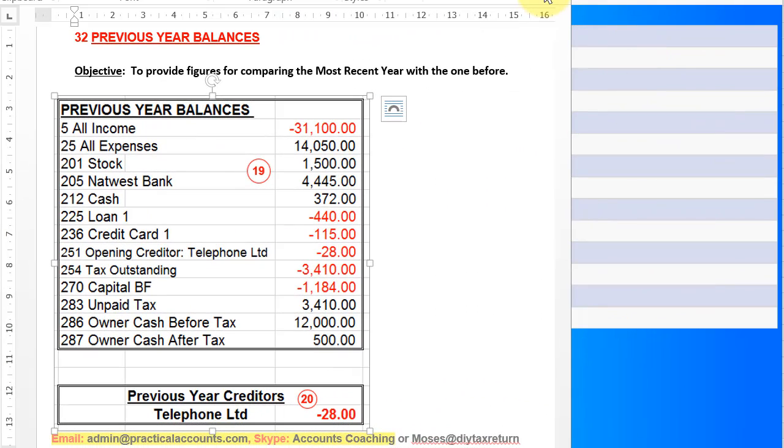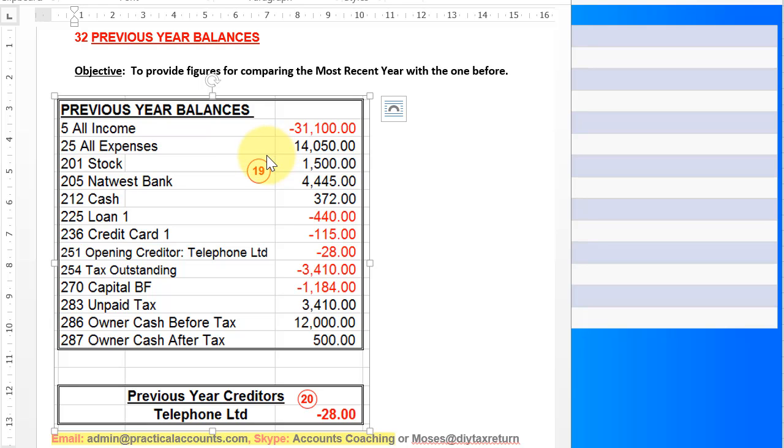In this session, we'll look at previous year balances. The objective is to provide figures that facilitate comparison between the most recent year and the year before that. So these are the balances for the previous financial year, and apparently this is supposed to be report C1. That was the final trial balance for the previous financial year. And of course, we now have it as document number 19 for this current financial year.